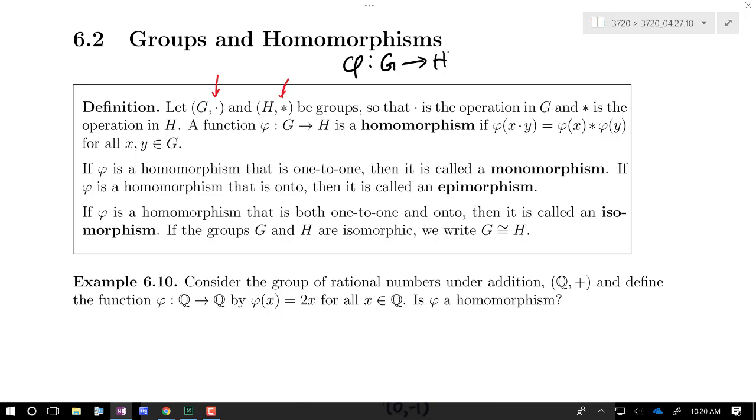And it has to have the property that if I find phi of x times y, where x and y are elements in G, and I smash them together first in G and then send the product over through the function, that will give me the same result as if I send each x and y over to H individually and then perform the operation in H. So what's really important here is this is the operation in G, and this is the operation in H.